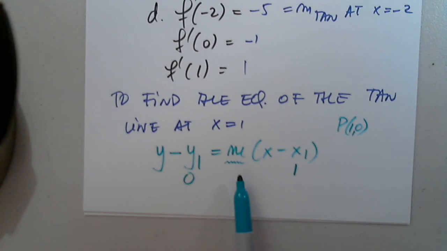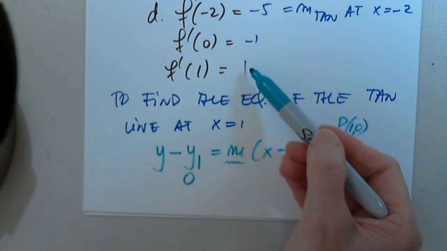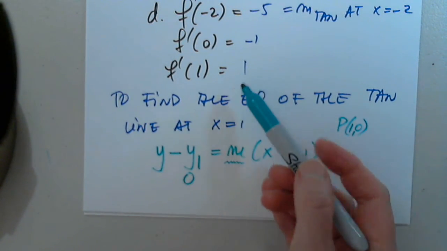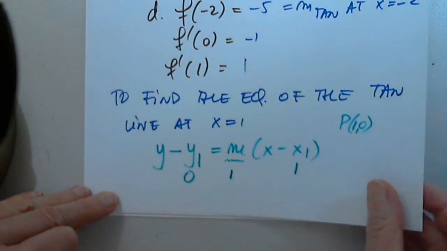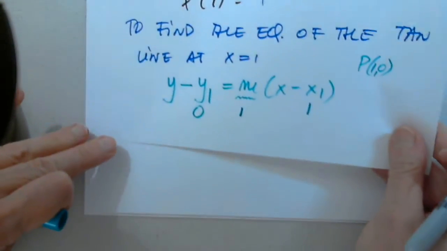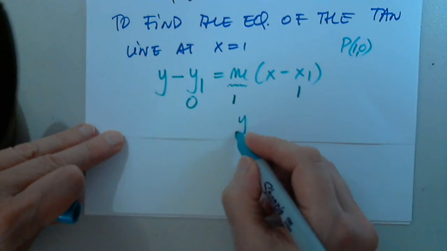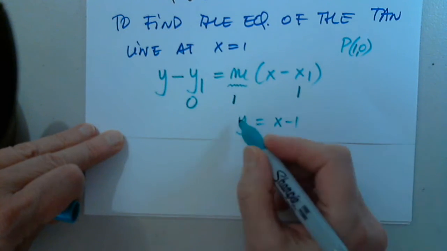Good, yes. Can anyone give us the slope of the tangent line at 1? 1. Of course, we just determined it. Good, excellent. So then the final answer is y equals x minus 1.